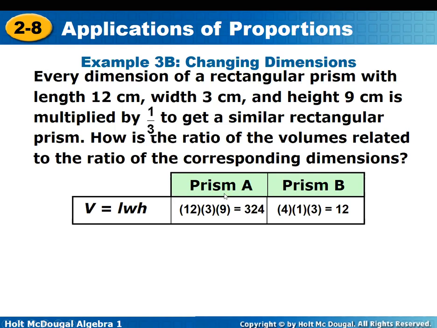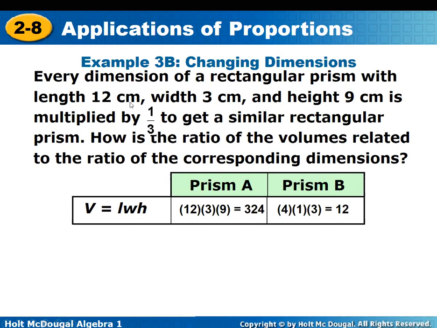We will replace to find the volume of the first prism. It will be 12 times 3 times 9, equal 324. How am I going to find the volume of the second prism? We will multiply each dimension by the third.